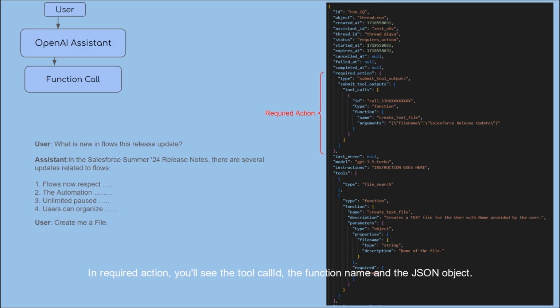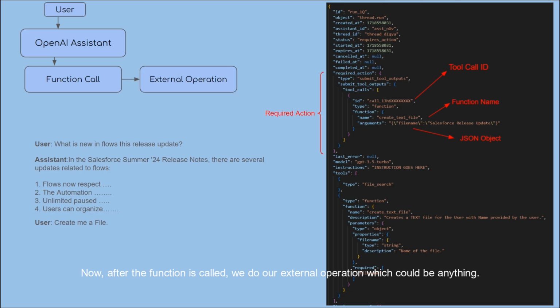In required action, you'll see the tool call ID, the function name, and the JSON object. Now, after the function is called, we do our external operation, which could be anything, let's say a third-party API hit. Now, when this external function is finished executing, we have to inform our assistant that it's finished and now run operation can be completed.